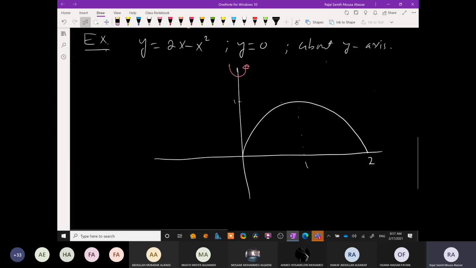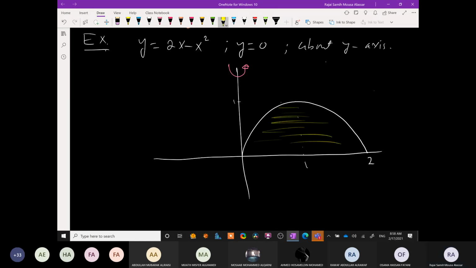Okay, so what you want to do is find the volume. The region is this region, and you want to rotate it about the y-axis. So you take a sample, as always. And the sample should be what, Shabab? Perpendicular or parallel? Parallel to the axis, for the cylindrical shell. Exactly, it depends on the method. We're doing this by cylindrical shell, yes?